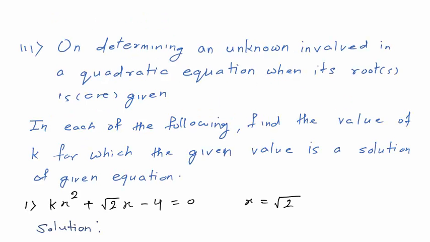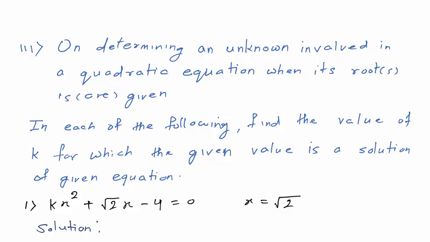Now let us solve the third type of problem. The problem is on determining an unknown involved in a quadratic equation when its root is given. In each of the following, find the value of k for which the given value is a solution of the given equation. Now here we have the solution given, therefore we have to find the unknown k. As the solution is given, that value of x will satisfy the equation. That means my left hand side will definitely be equal to the right hand side.